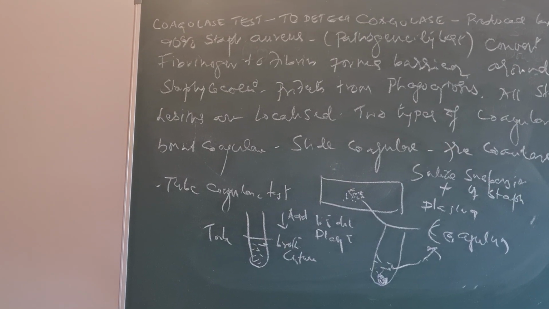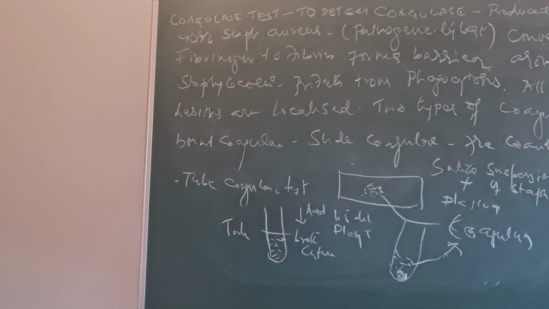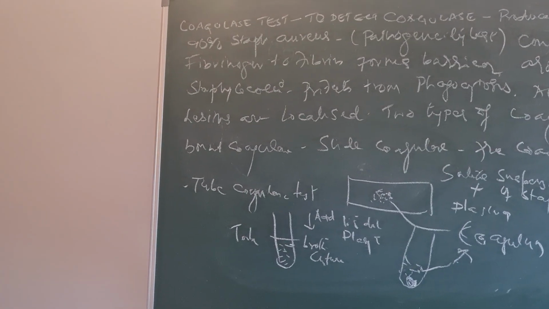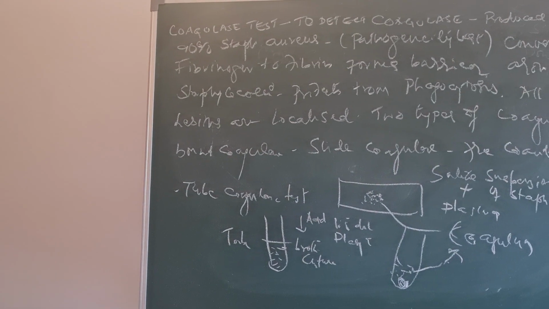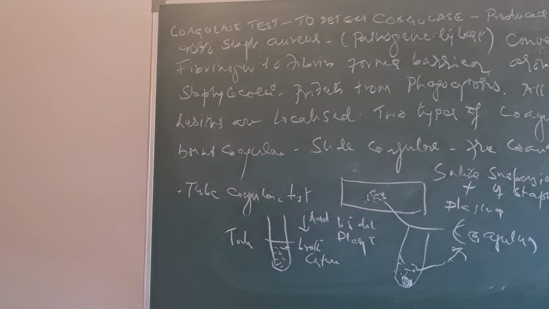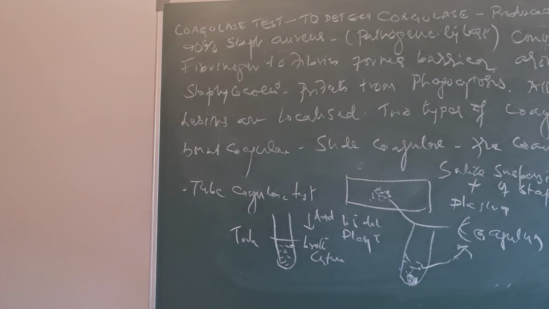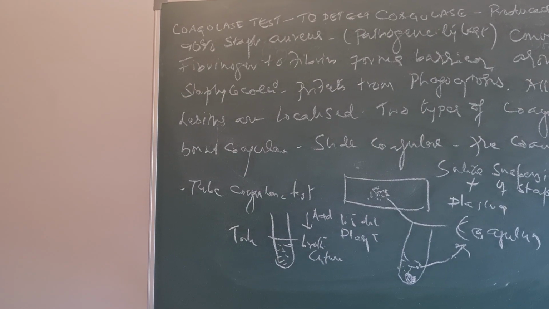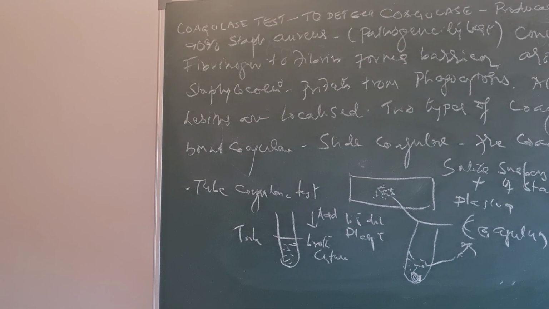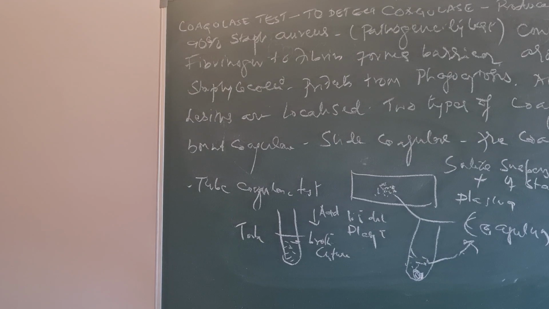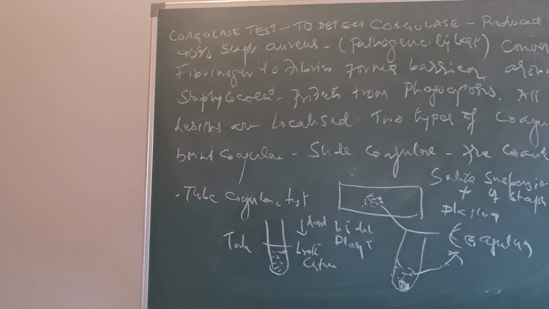Coagulase test. Coagulase test is one of the pathogenic tests to find out whether the organism is Staphylococcus, as 90% of Staphylococcus produces coagulase. What is coagulase? Coagulase is an enzyme which converts fibrinogen into fibrin, forms a barrier around the Staphylococci, and protects it from phagocytosis. It is one of the enzymes which gives virulence to the bacteria.